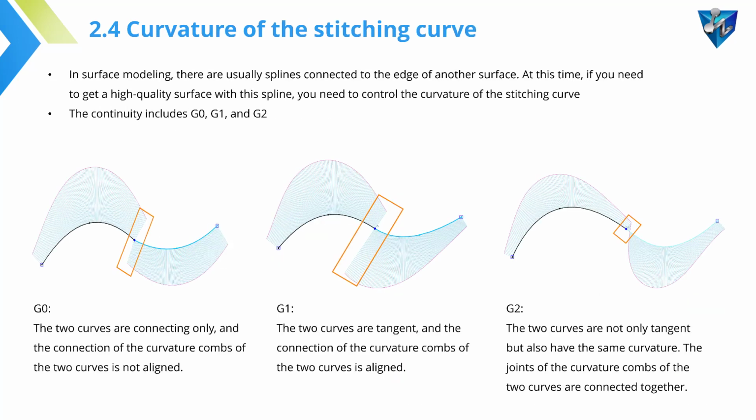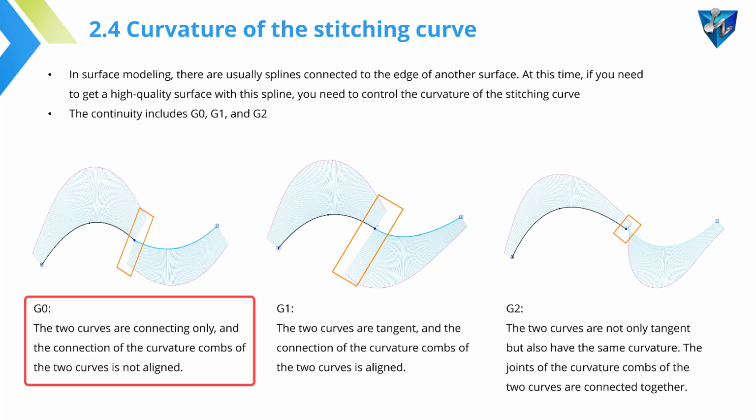Finally, it is the curvature of the stitching curve. In general, you can't create a complicated curve at one time, or you need to create a spline to connect the edge of another surface. At this time, if you want to get a high-quality surface, you need to control the curvature of the stitching curve. There are three continuities and their curvature. They are G0, G1, and G2 respectively.